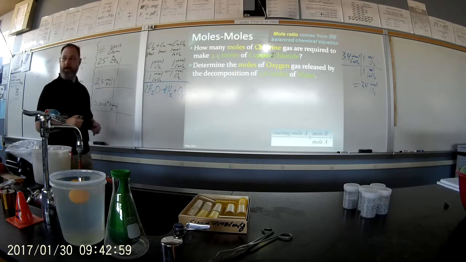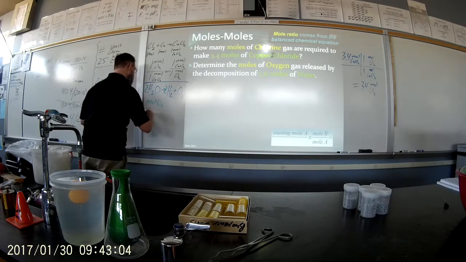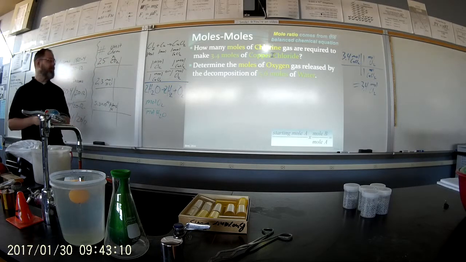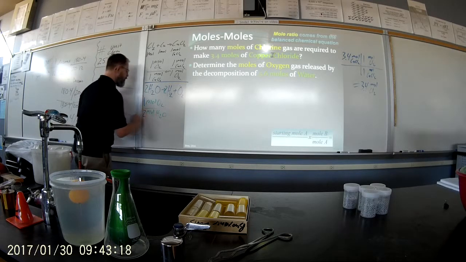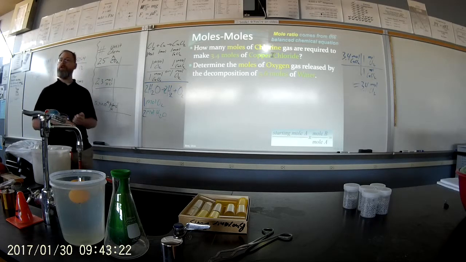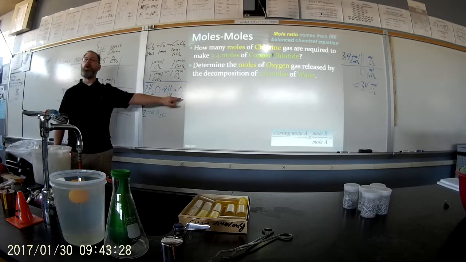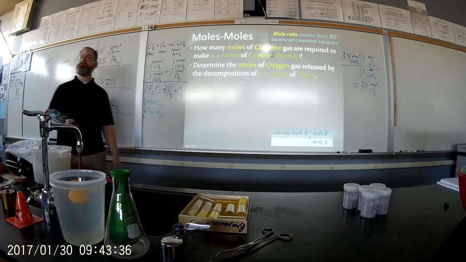But the mole ratio now is important. The mole ratio of moles of O2 to moles of H2O is not 1-to-1. What is it? Yep. 1 O2 to 2 H2O. The mole ratio is 2 H2O and 1 O2. 1 mole of O2 is going to be equivalent to 2 moles of H2O. 2 moles of H2O is equivalent to 1 mole of O2.